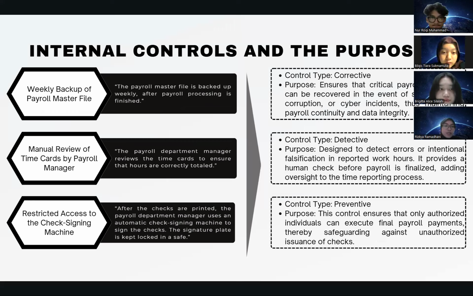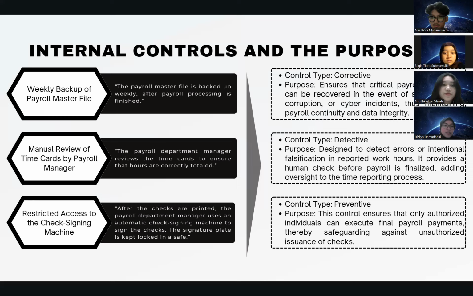The next one is manual review of time cards by payroll manager. The payroll department manager reviews the time cards to ensure that hours are correctly totaled. The control type is detective. The purpose is designed to detect errors or intentional falsification in reported work hours. It provides a human check before payroll is finalized, adding oversight to the time reporting process.